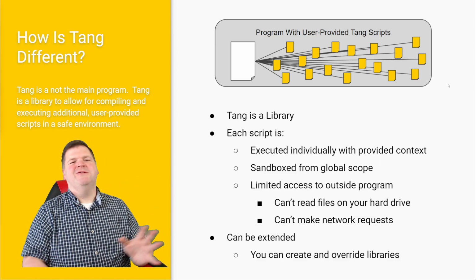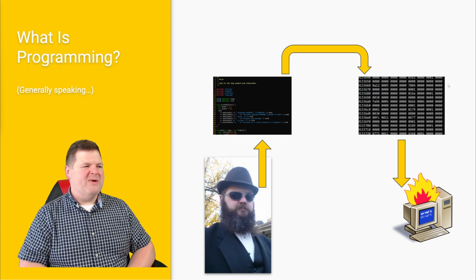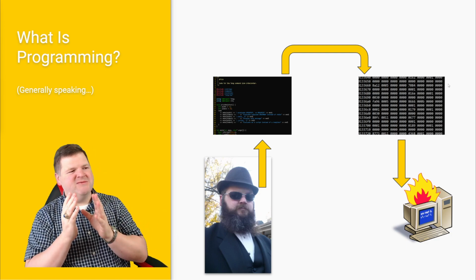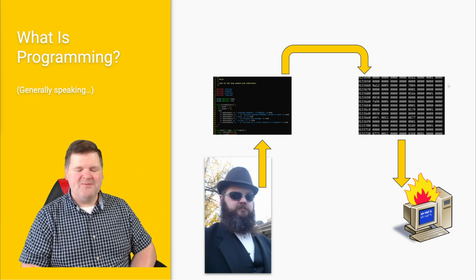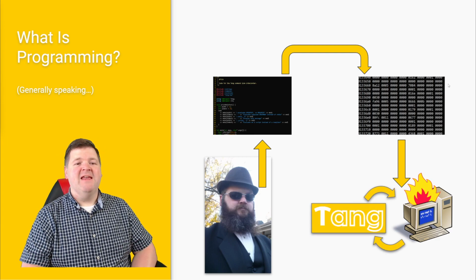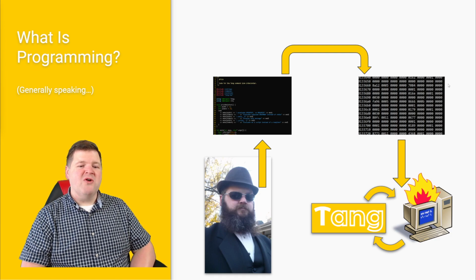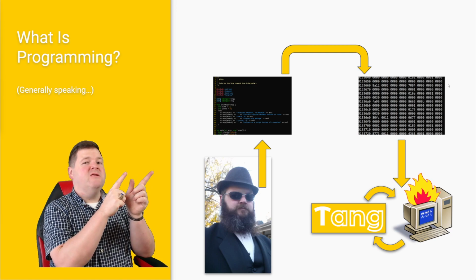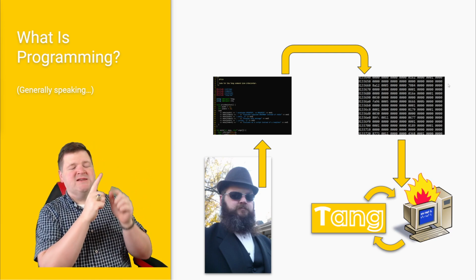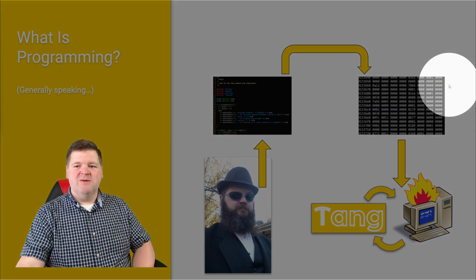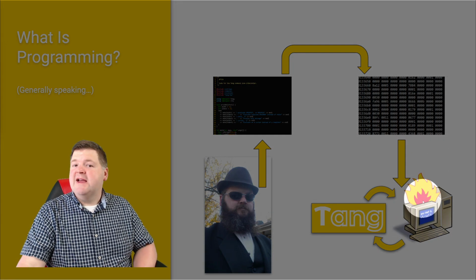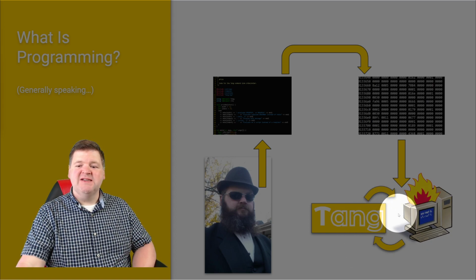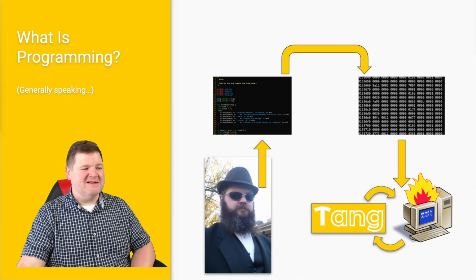Okay, so in conclusion, let's go back to the original picture. We've got the well-dressed programmer with the slightly graying beard who writes code that gets turned into machine code that then gets executed by the computer. Where does Tang fit in? It sits on the computer. So the program that the well-dressed programmer wrote, when it goes up there, it includes the Tang library. And when it gets to the user's computer over here, it will execute a Tang script and do it as much as it needs to, right? That's the point.